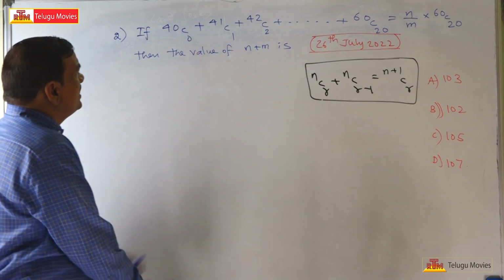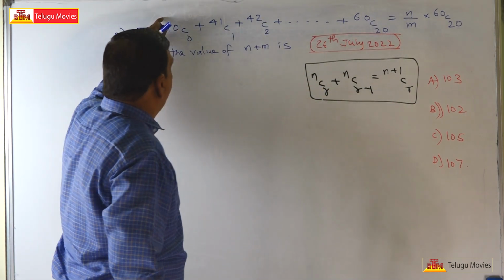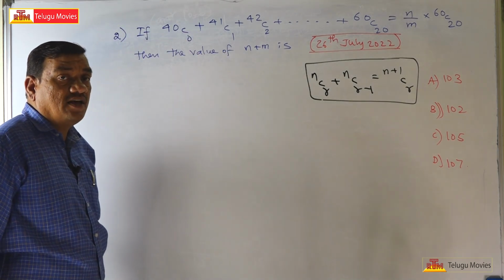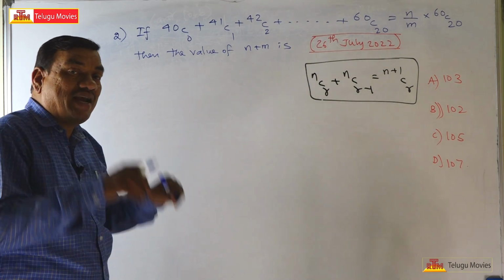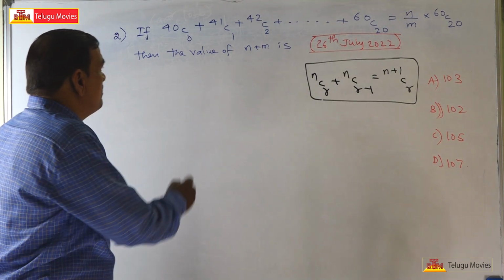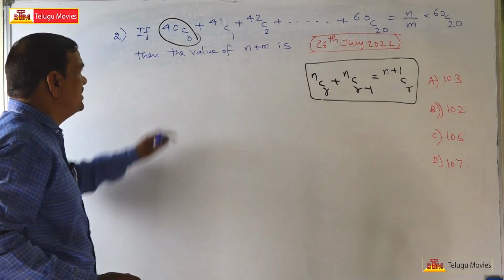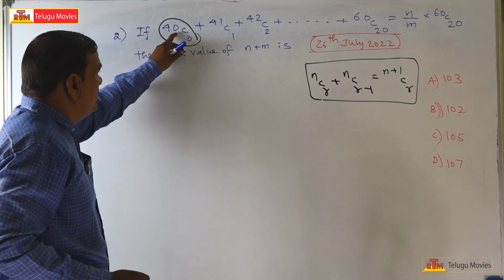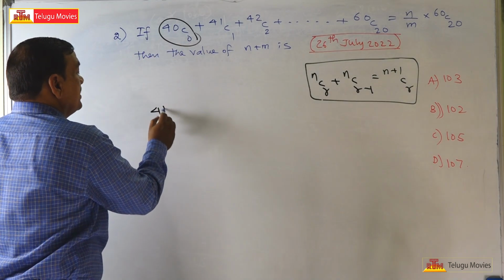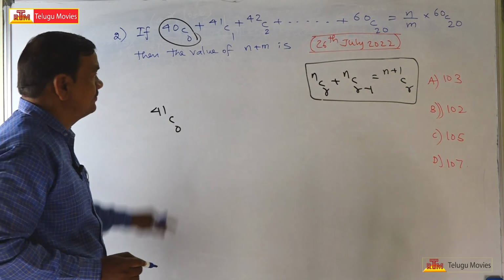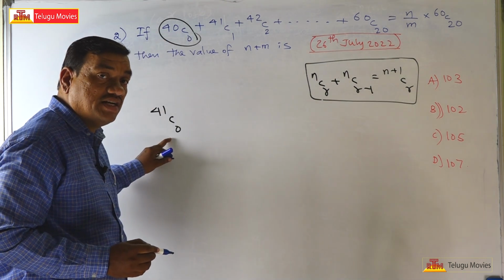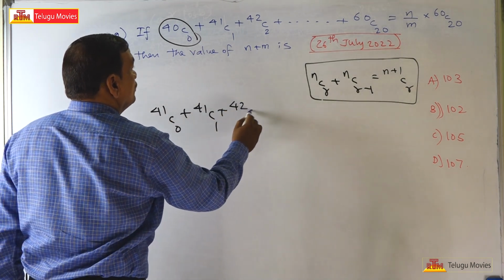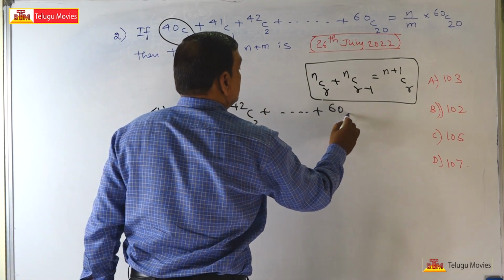Now, coming to here, are there any consecutive numbers here? So, here 40, 41, 42, 43, 60 is there. Are there any consecutive numbers? No, sir. But you can make them consecutive like that. Remember the first, see the first term. This is 40C0. What is the value of 40C0? 1. 40C0 and 41C0 is also the same. 41C0 and 40C0 both values are 1. Next one is 41C1, 42C2 plus so on 60C20.